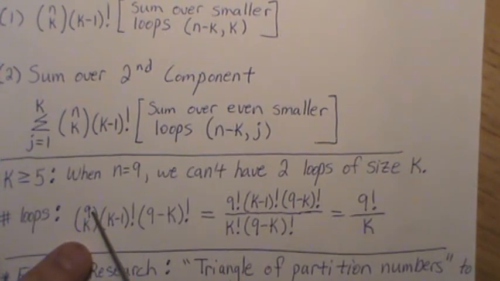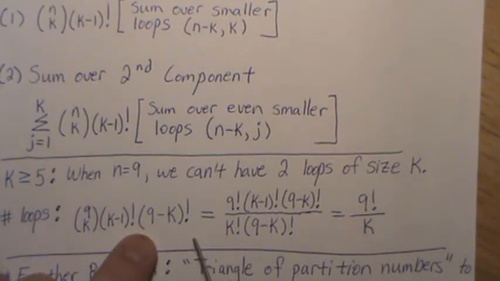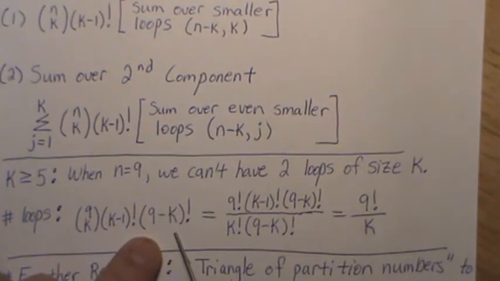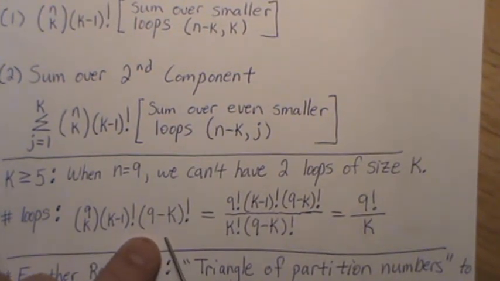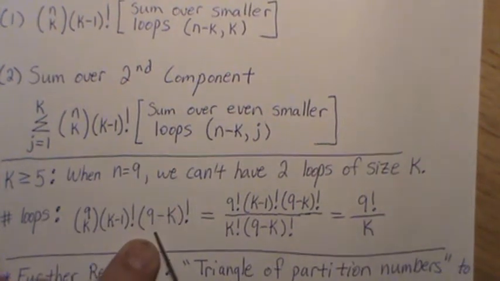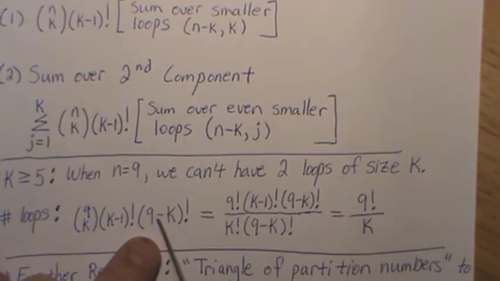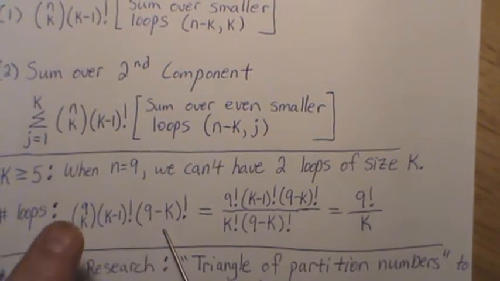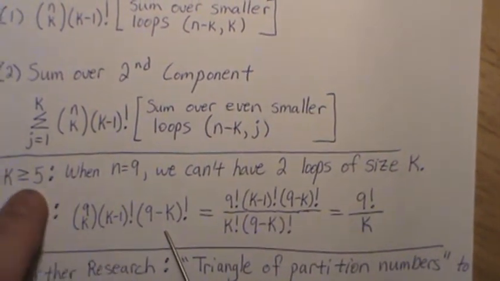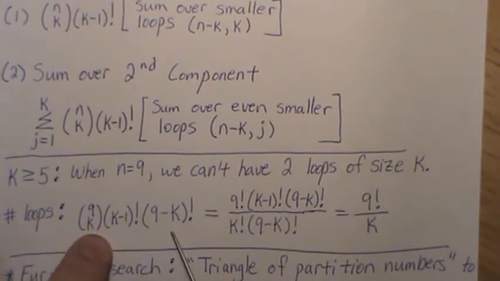So of the 9 boxes, we choose k of them, and then we mix them up (k minus 1) factorial ways. Now, for all the boxes left, there's no way that we can get a loop of size k, or 5 in this case. So we don't really care what's after that. So there's (9 minus k) factorial ways that we can mix everything up, and we'll still have the largest loop of k, because we just picked the first k.